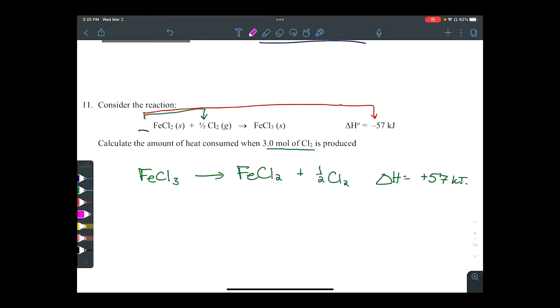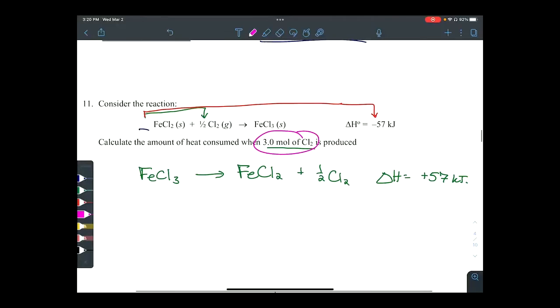And now we can actually answer the question. So we're starting with 3 moles of chlorine. This is what's given, and we want to know how much heat is consumed. So the equality that we can write here is half a mole of chlorine gas equals 57 kilojoules of heat. That's an equality I can use just like stoichiometry, just like if I said something like 1-to-1 or 1-to-1/2, it doesn't matter.